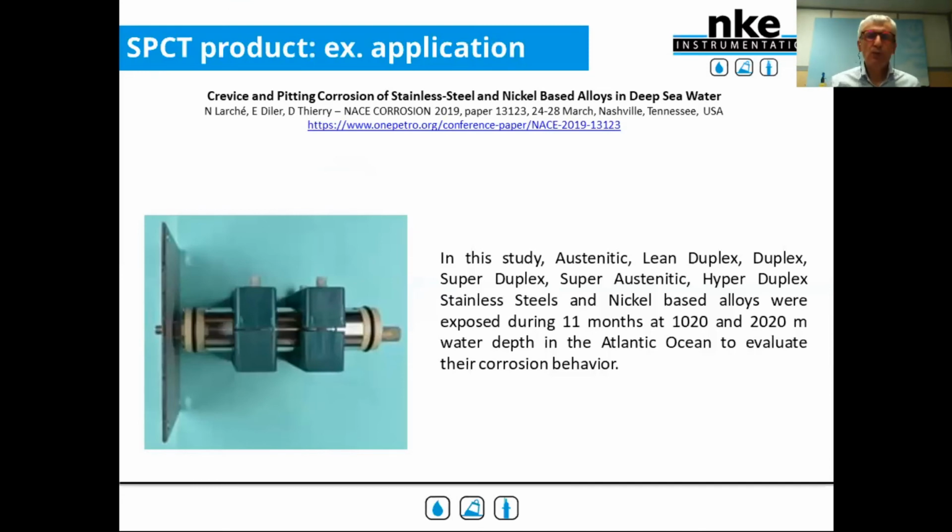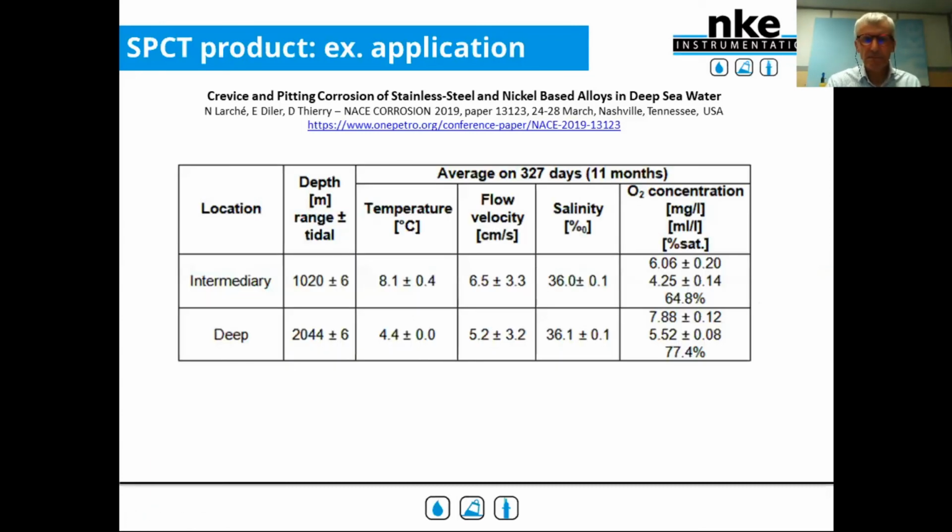For applications, I just want to show you the results provided also by Institut de la Corrosion, which were presented also last year in the US. In this study, they analyzed corrosion on different types of stainless steel. These different types are listed here. All these samples were placed at two different depths, 1000 and 2000, and the monitoring was made during 11 months in the Atlantic Ocean.